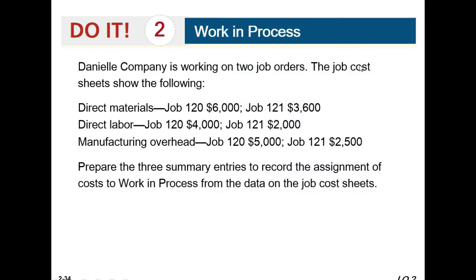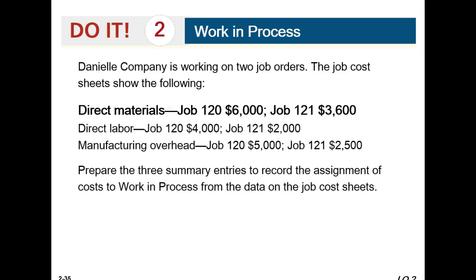So, we have Danielle Company working on 2 job orders. The job cost sheets show direct materials on job 120 for $6,000, job 121 for $3,600. Direct labor, job 120 is $4,000, job 121 is $2,000. And we've got our manufacturing overhead. Job 120 is $5,000, job 121 is $2,500. We have to prepare journal entries to record the assignment of the cost to work in process from these job cost sheets.